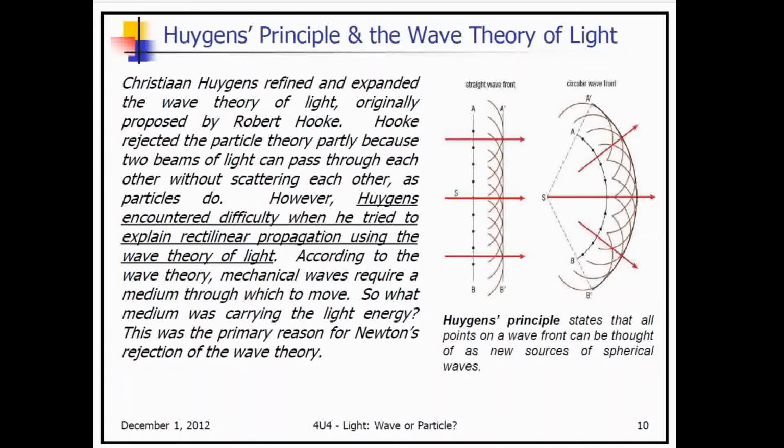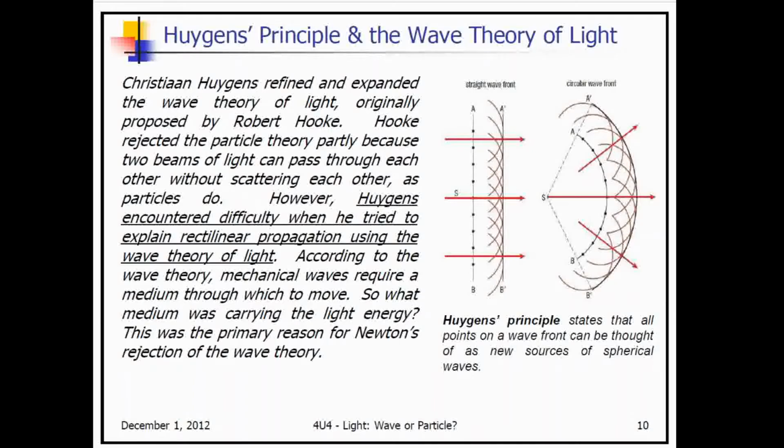So Hooke rejected the particle theory partly because two beams of light can pass through each other. That was one of the things he said. If you point light at light, they pass through each other and they don't scatter. If you do that with particles, they would hit each other. However, Huygens encountered difficulty when he tried to explain rectilinear propagation, the straight line propagation, using the wave theory of light.